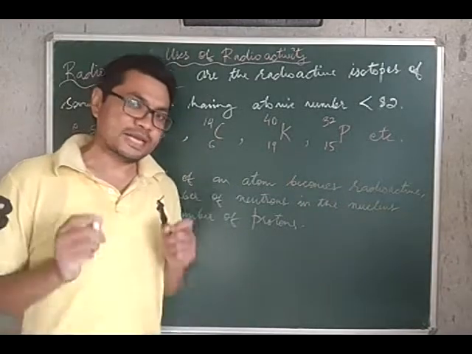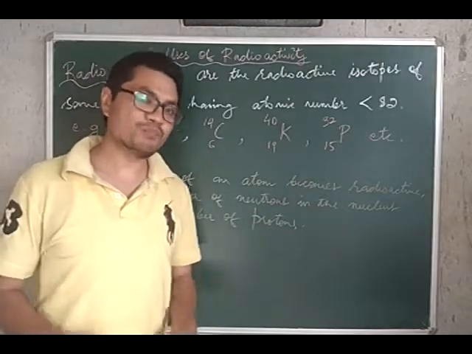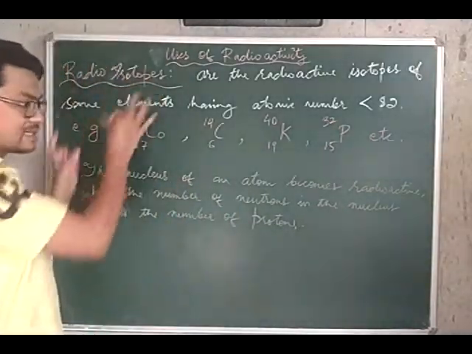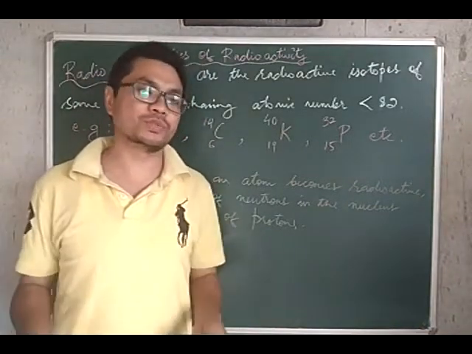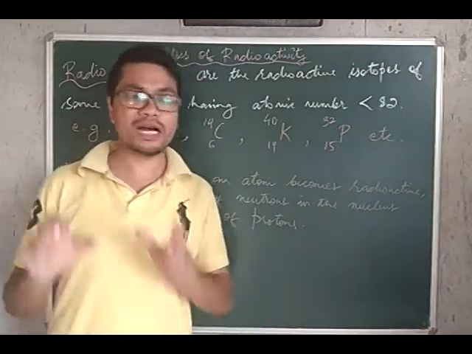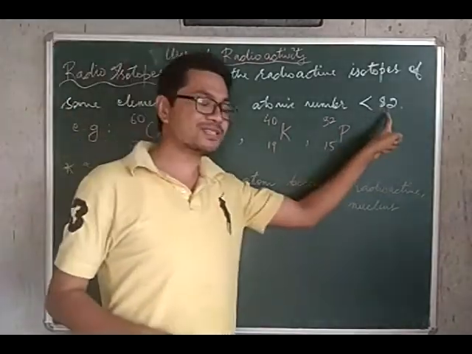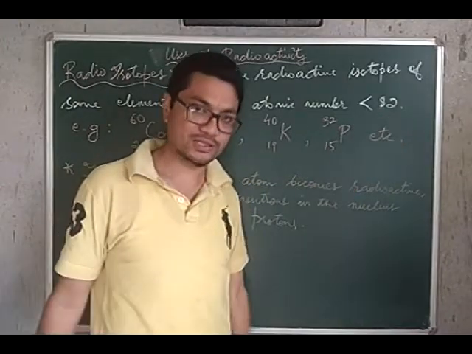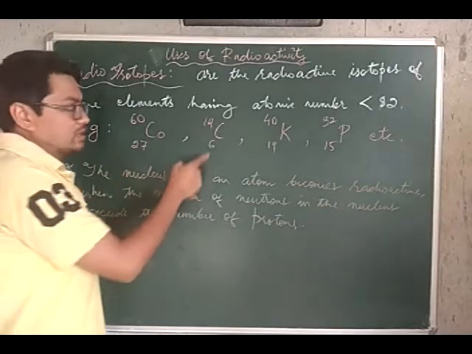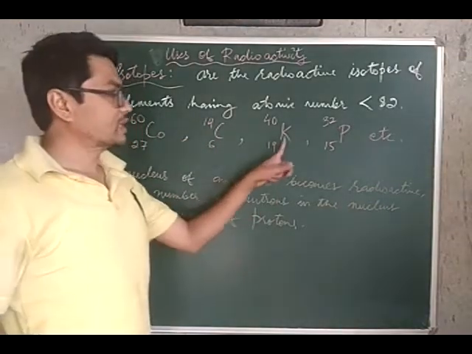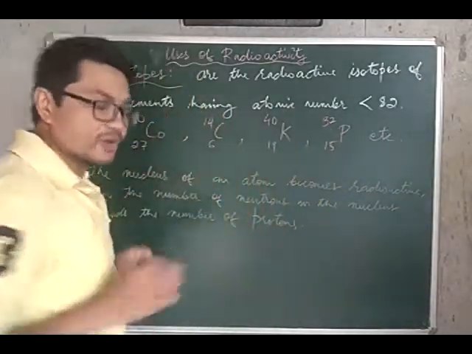Let us, class 10, now look at the uses of radioactivity. But before we jump into the uses of radioactivity, let us understand something called radioisotope. Now I had told you there are some elements, or rather there are isotopes of some elements having atomic number lesser than 82 also, which are radioactive. Like for example, cobalt 60, carbon 14, potassium 40, phosphorus 32, they are all radioactive.